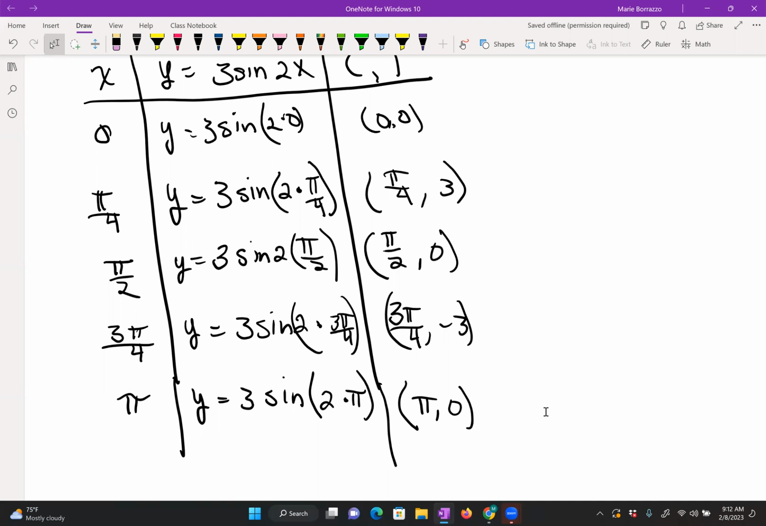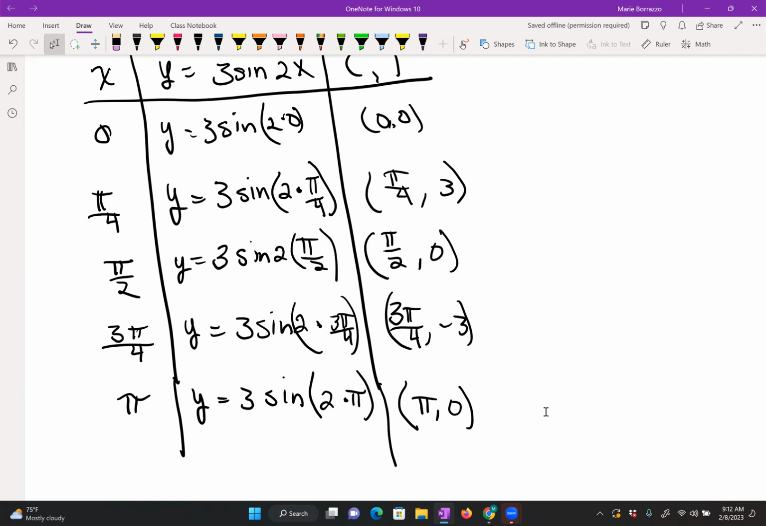If I pop in pi over 4, I have y equals 3 sine 2 times pi over 4, which reduces to sine pi over 2, which is 1. Hence 3 times 1 is 3. Again, go back to the unit circle. y equals 3 times sine 2 times pi over 2. That gives me pi. The sine of pi is 0, so 0, because this ends up being 3 times sine pi, right? Sine pi is where 180 is, at 0.